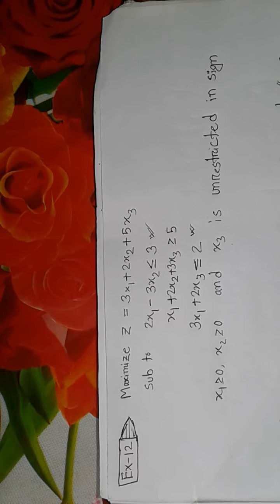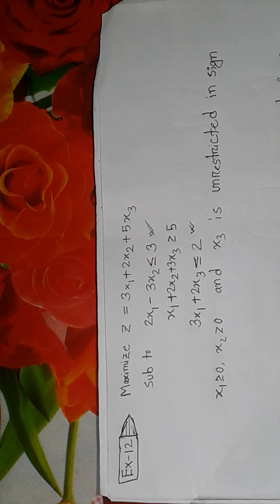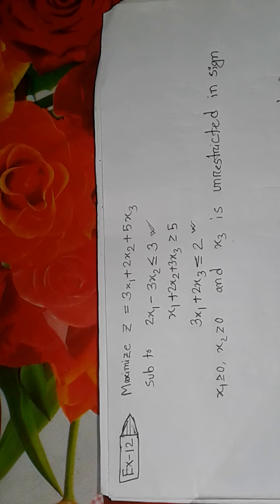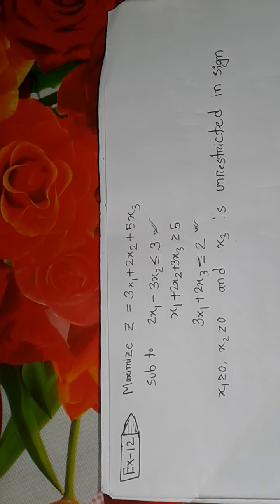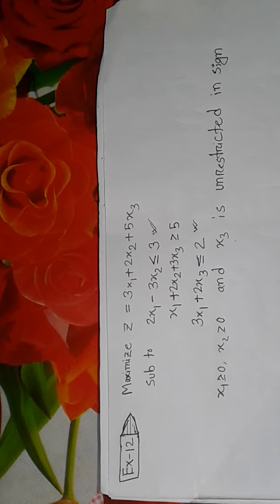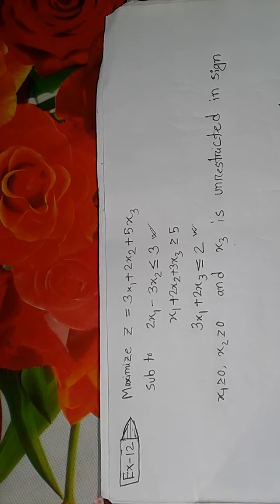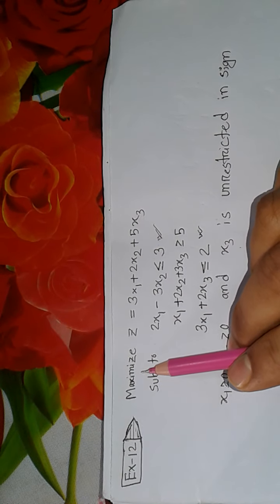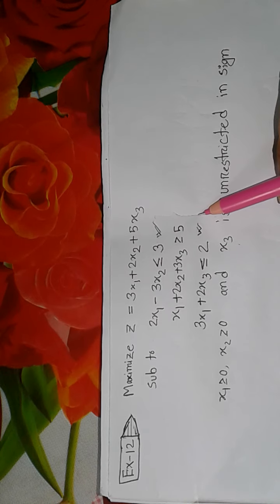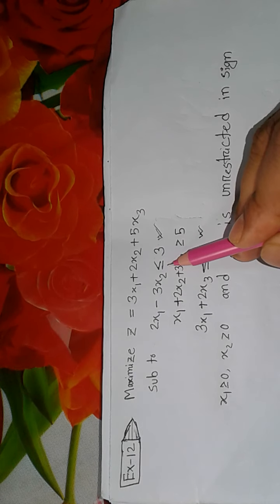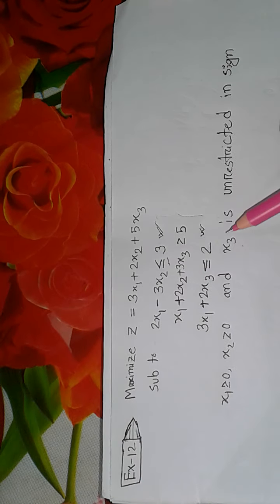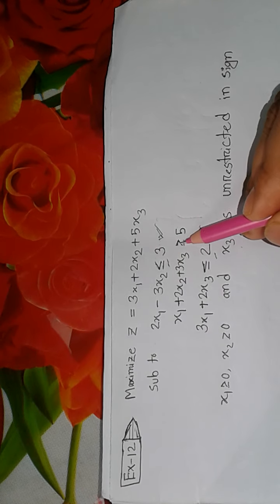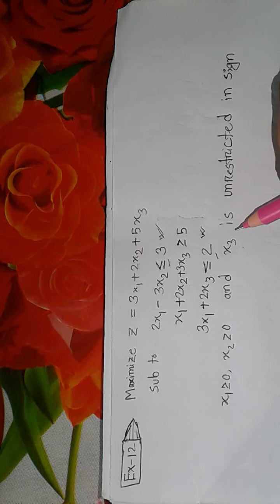In this video, we learn about the transformation of objective function into standard form. Here, given a problem, let's start to transform it into standard form. Here the objective function is in maximization and there are three constraints. The first and third constraints are in less than equal form, and the second constraint is in greater than equal form.